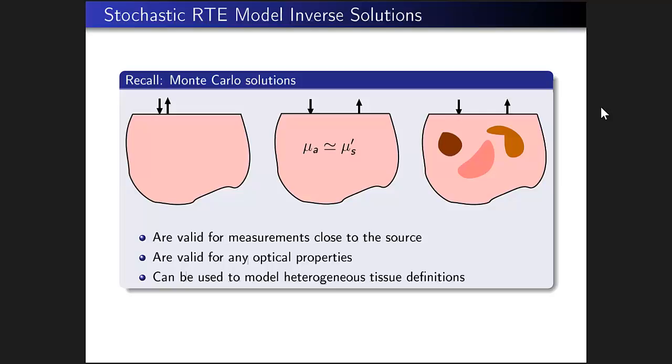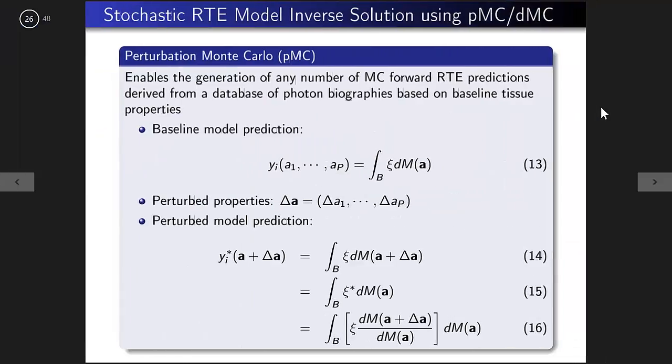But Monte Carlo solutions can take a long time. And if you're putting it into an iterative method, the inverse solution is going to be unwieldy if you had to run a Monte Carlo solution every single time you updated your parameters. So for the forward solution, we came up with something called perturbation Monte Carlo. This allows the generation of any number of forward RTE solutions derived from a database of baseline random walks that were based on a baseline set of optical properties.